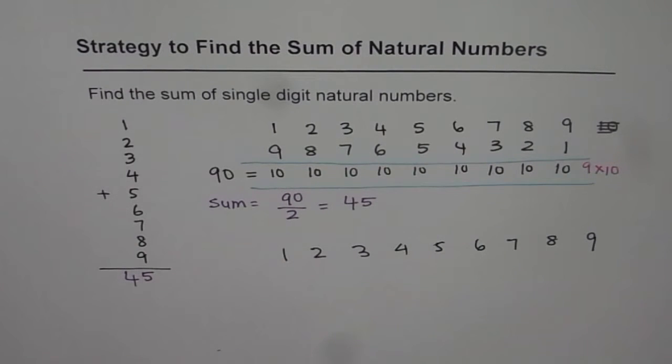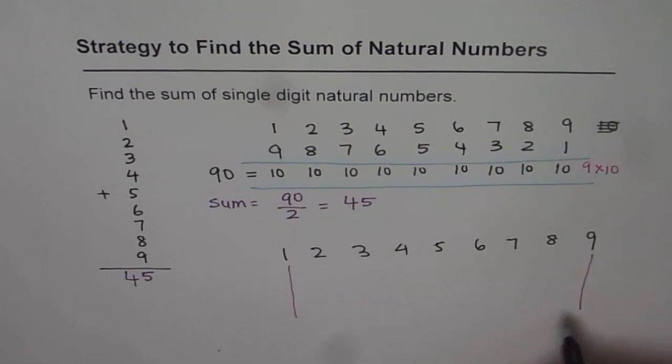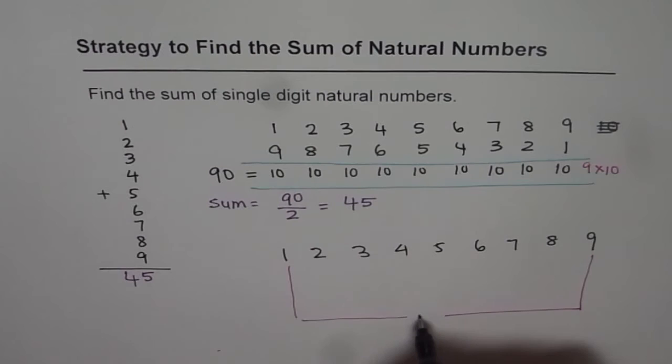So what we notice is that we added 9 and 1 and got 10. So why should I write it twice? Correct? Let me just add 9 and 1. So when I add 1 and 9, what do I get? We have to add them only once. So let's add them once. We get 9 and 1 as 10.